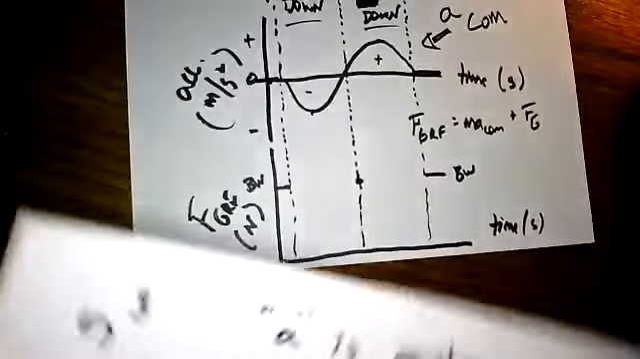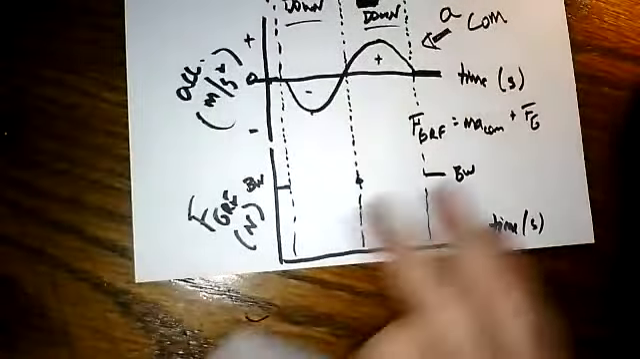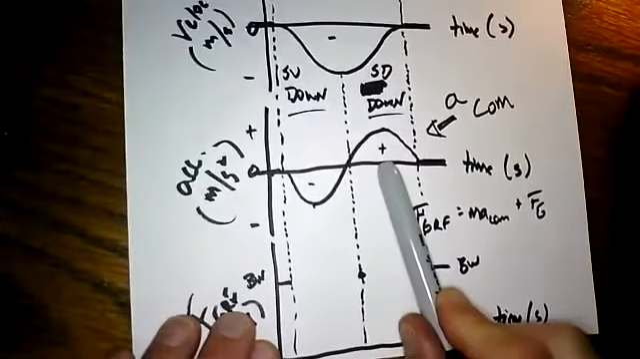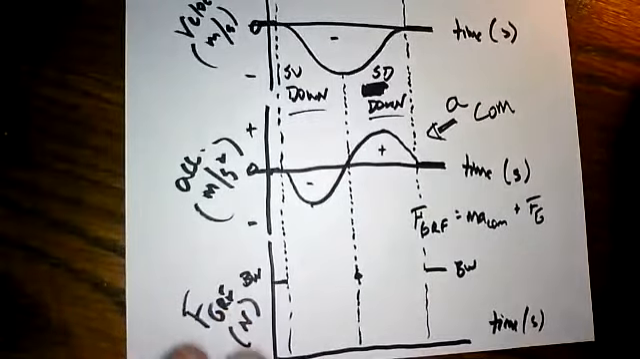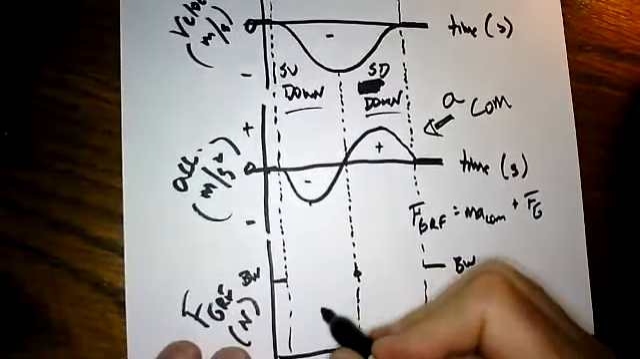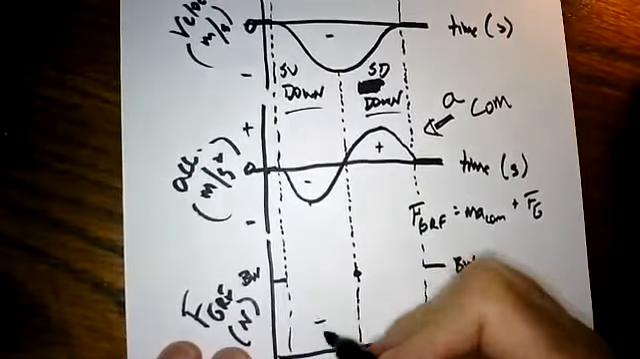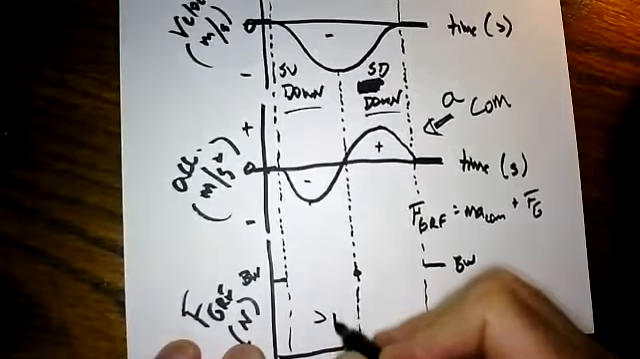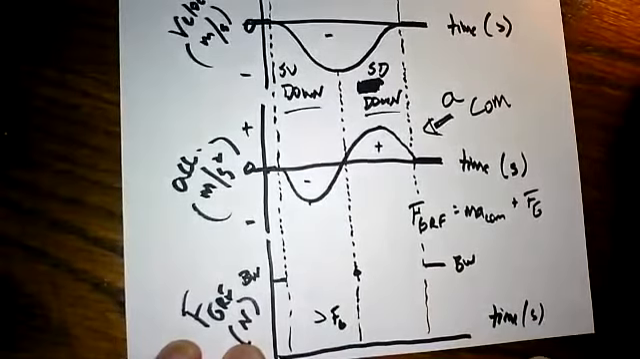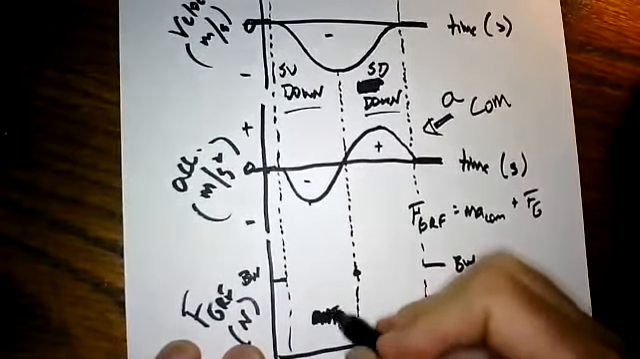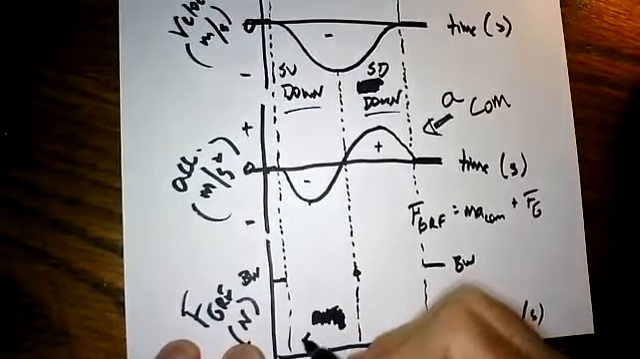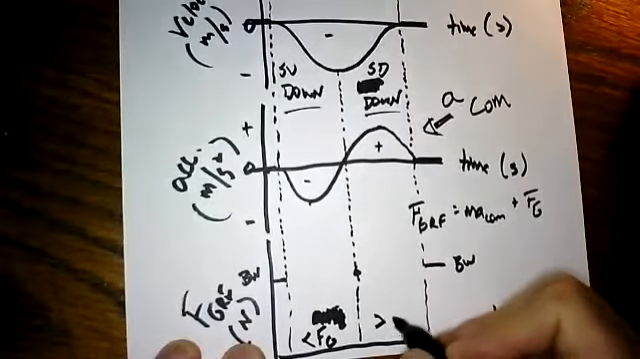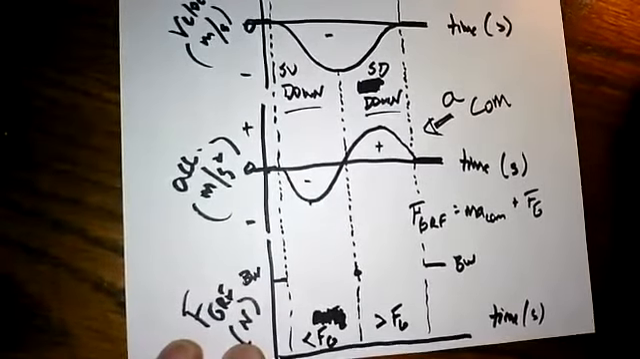Okay, so now let's go back to our graph. I've got acceleration that's negative here. I've got accelerations that are positive here. In this region, the ground reaction force will be less than body weight. Sorry. Wow, I need a little bit more coffee. Will be less than body weight. In this region, the ground reaction force will be greater than body weight.